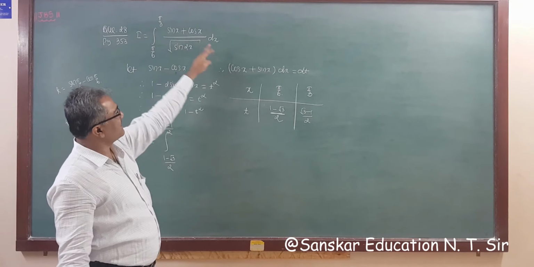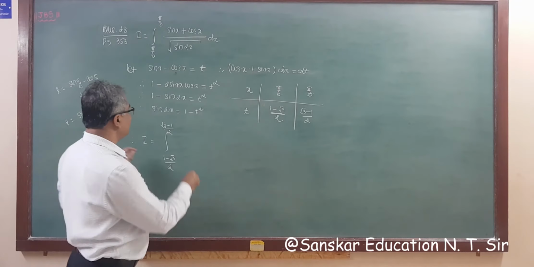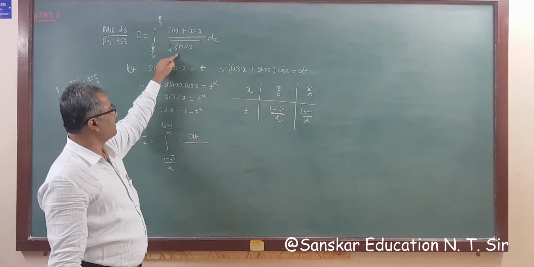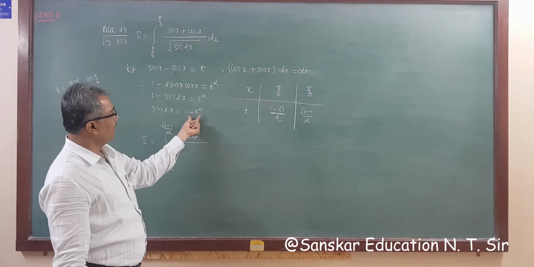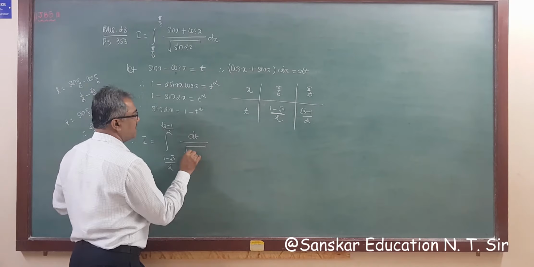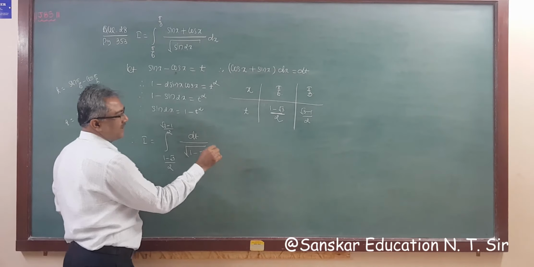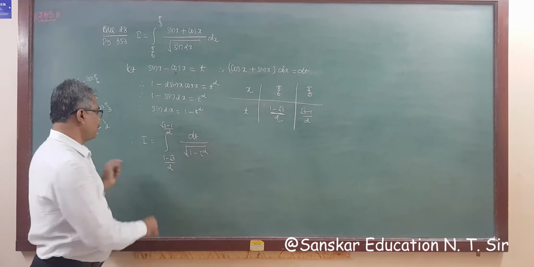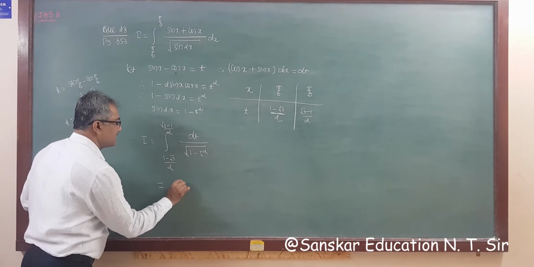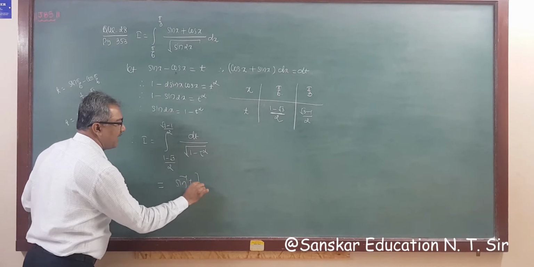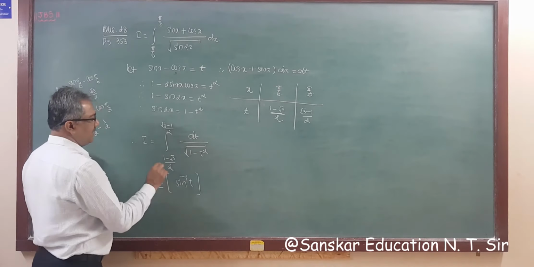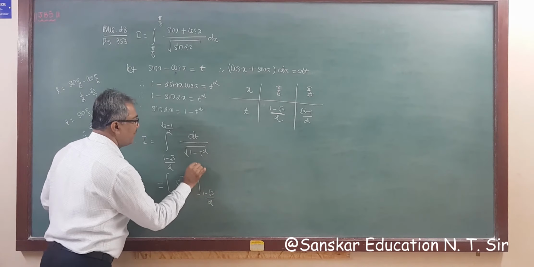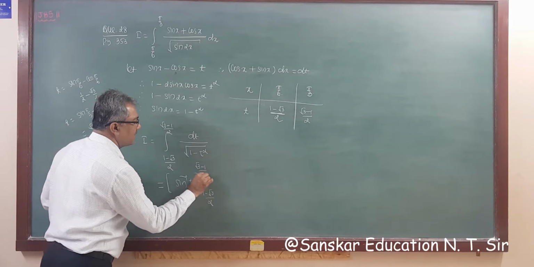And sin x cos x dx, that is dt, whole upon under root sin twice x. Under root sin twice x is under root 1 minus t square. So this is the formula for sin inverse, right? So integration of this is sin inverse t, and limit is 1 minus root 3 by 2 to root 3 minus 1 divided by 2.